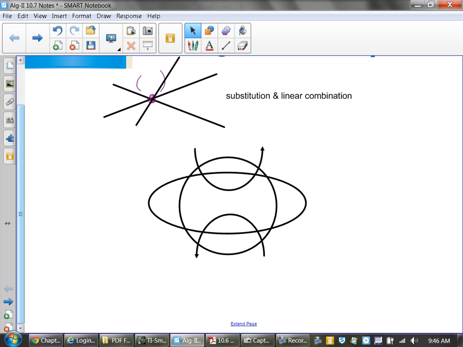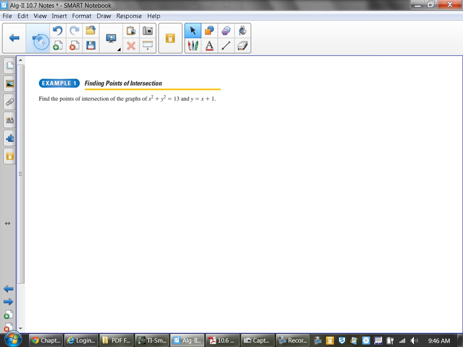So we could actually have 1, 2, 3, 4, 5, 6, 7, 8, 9, 10, 11, 12. There could be 12 possible sets of ordered pairs where these things could intersect. It is exciting. Let me show you what this looks like.